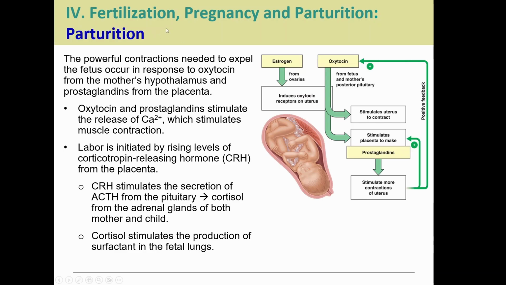So if we look at what's happening, estrogen from the ovaries is going to induce oxytocin. Oxytocin is going to stimulate contractions. It's going to stimulate the placenta to make prostaglandins, which stimulates more contractions. So we have a positive feedback loop, and this feedback loop is going to continue until that fetus is born.